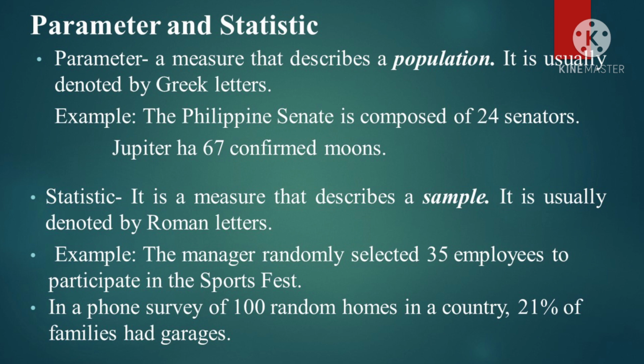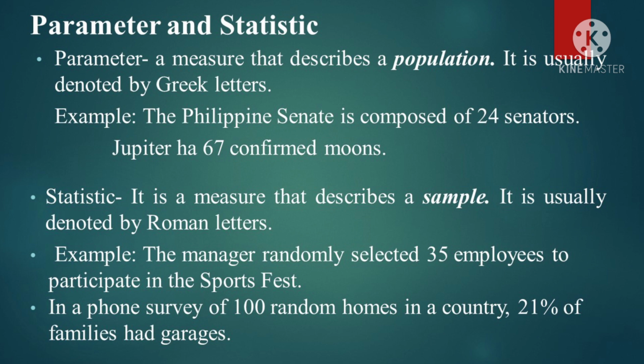So for example, the Philippine Senate is composed of 24 senators. This is an example of a population. Another, Jupiter has 67 confirmed moons. This is also an example of a population. This is also an example of a parameter.